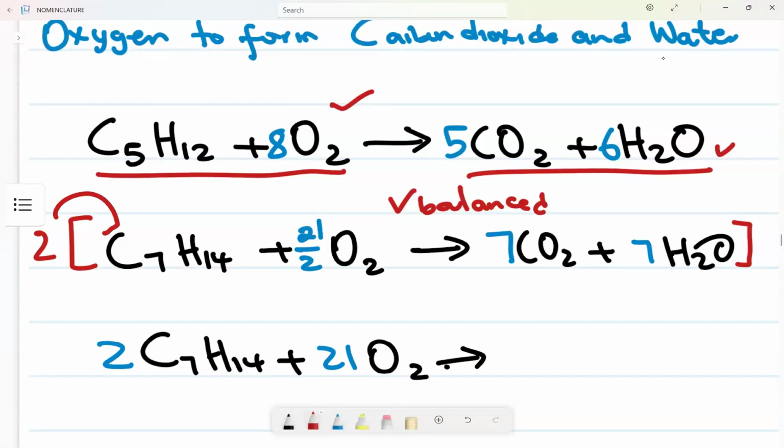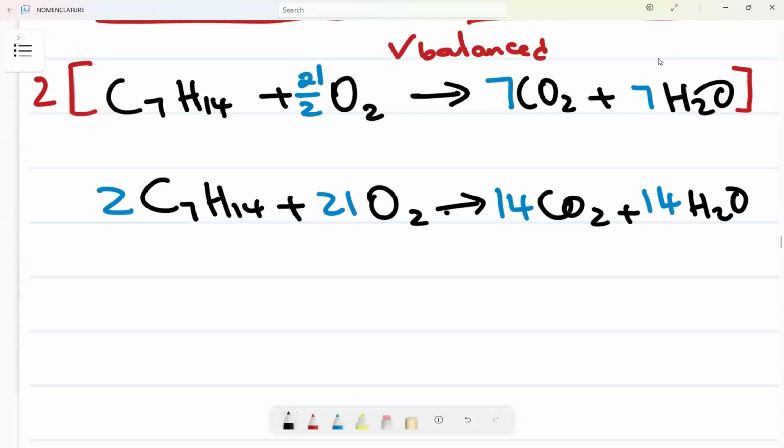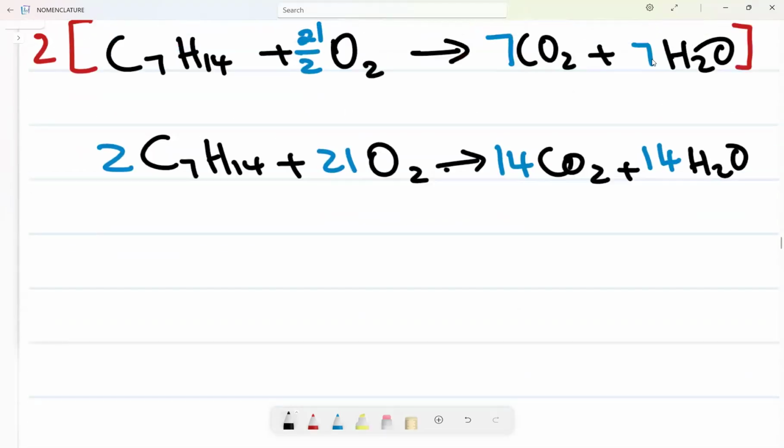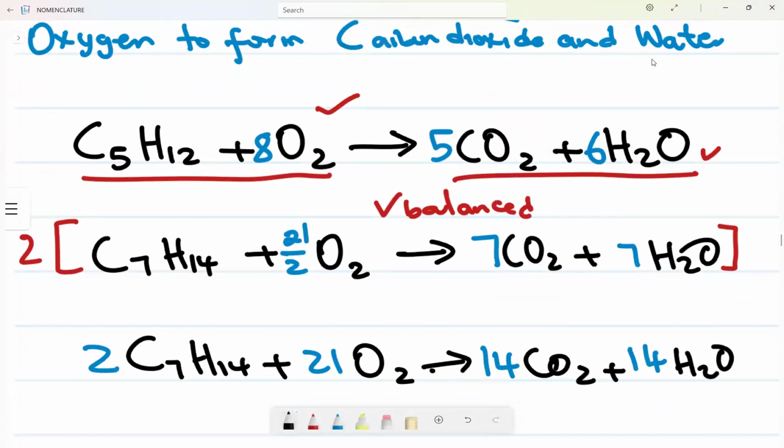now for me. Remember, I multiply everything by 2. Then 7 multiplied by 2, I have 14 CO2 plus 7 times 2, 14 H2O. Can you see that? That is exactly what you mean when you say we are balancing the equation. The earlier one is not the final answer. The final answer is the one with whole numbers.